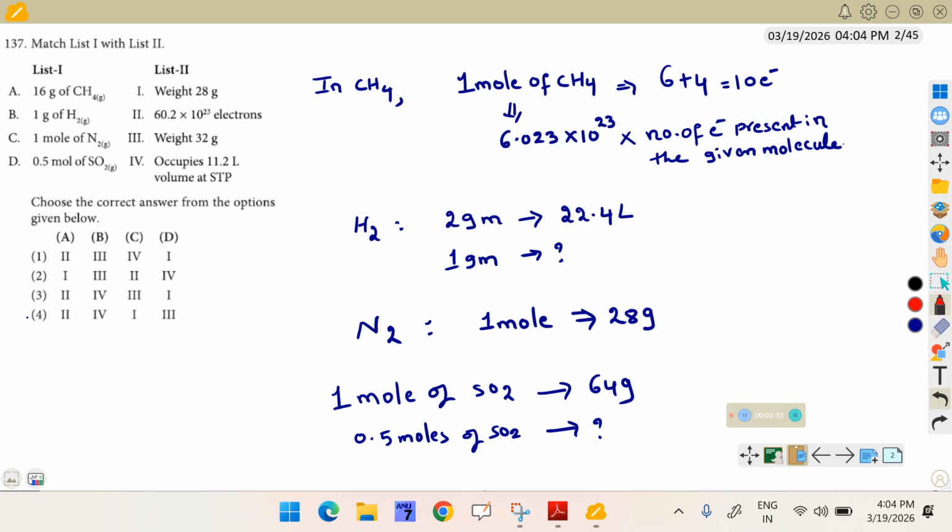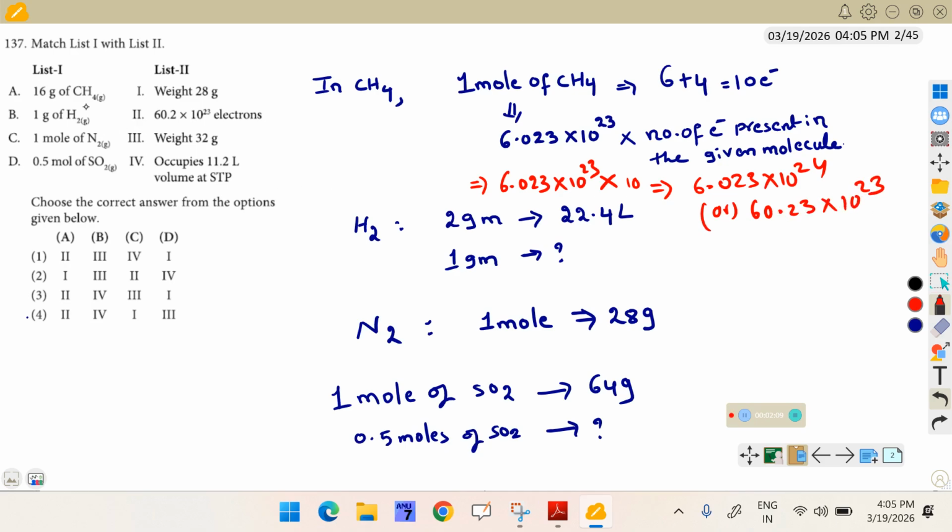Next question is matching type. 16 grams of CH4 is given, which is 1 mole of CH4. 1 mole contains Avogadro number of molecules, but here the question is related to electrons. So Avogadro number into number of electrons present in the molecule. Avogadro number value 6.023 into 10 power 23, into number of electrons present in CH4, which is 10. Then 6.023 into 10 power 24, or it can be written as 60.23 into 10 power 23.